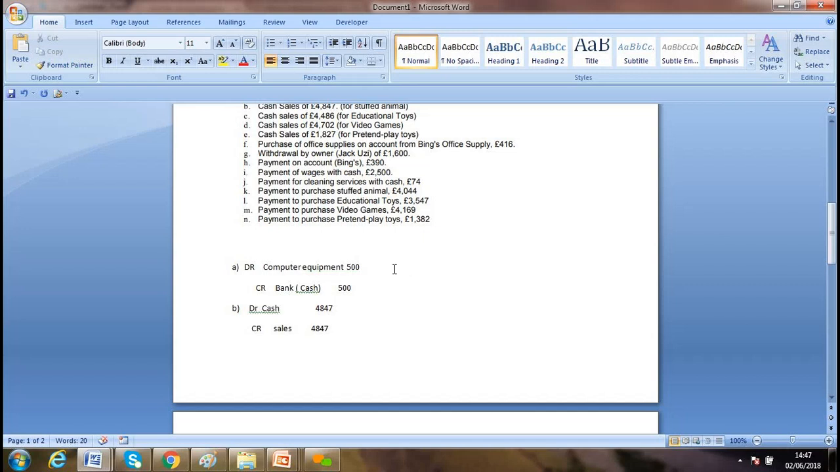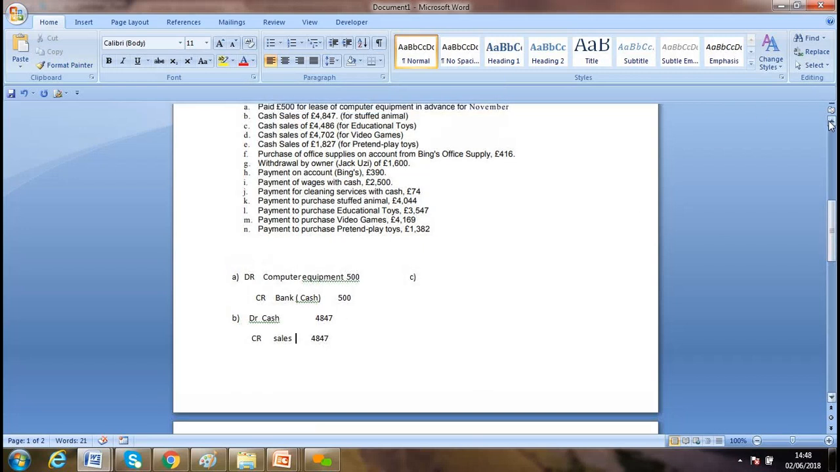Let's do next, C. What is the C transaction? It's good to note them because we are selling different products. So the first was stuff. It's better to write it in a bracket like this. Next we have cash sales again. So again, the debit will be 4,486. 4,486 will be debit.